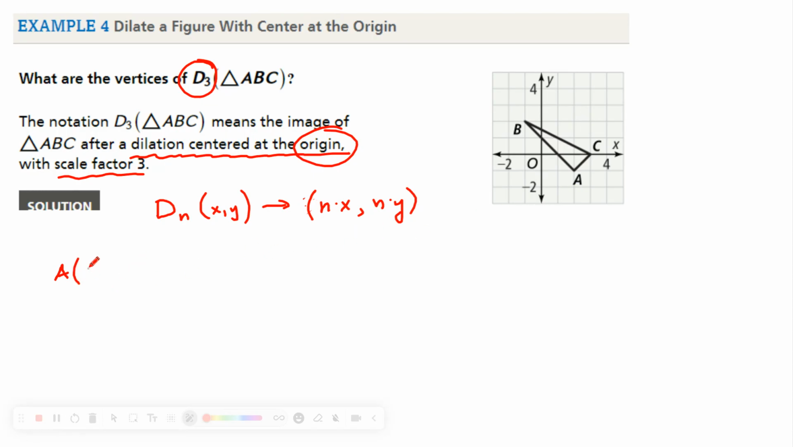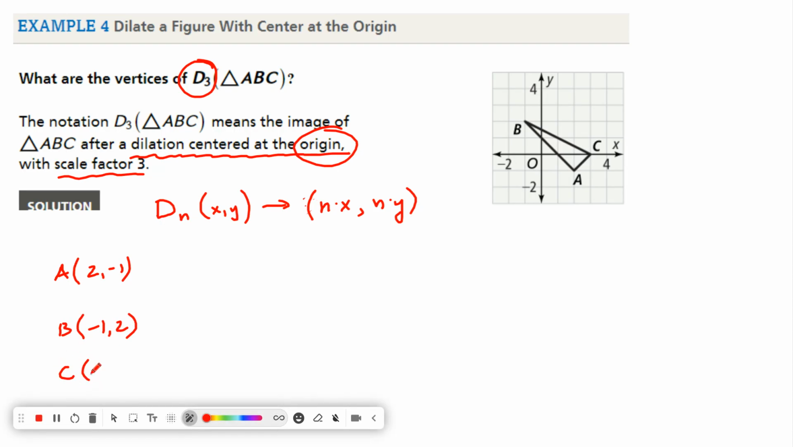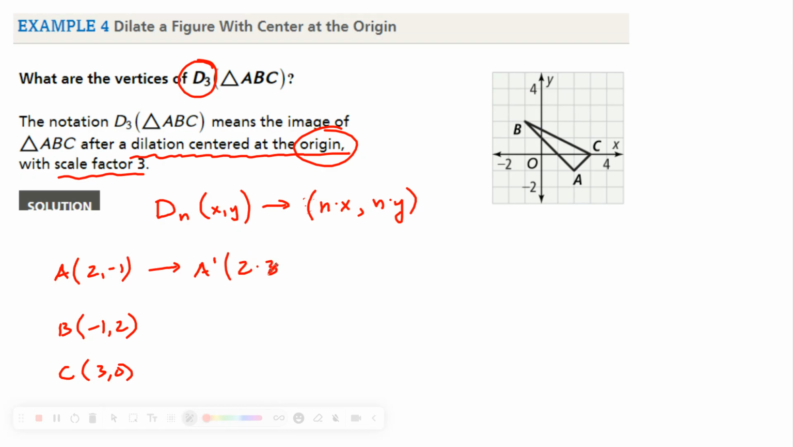So A is at (2, -1). B is at (-1, 2). And C is at (3, 0). And I'm going to simply take each set of coordinates and multiply them by our scale factor of 3. So I'll show the work for the first one. A prime is going to be 2 times 3 and negative 1 times 3. So that means A prime is going to be at (6, -3).